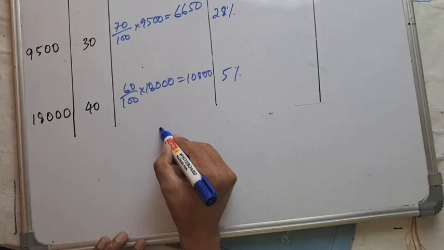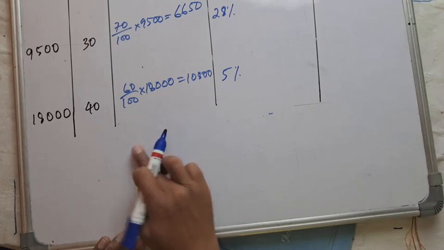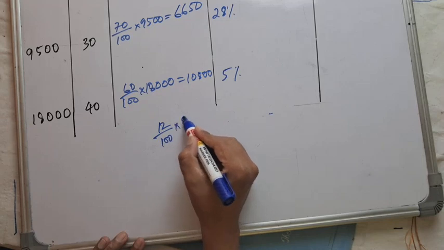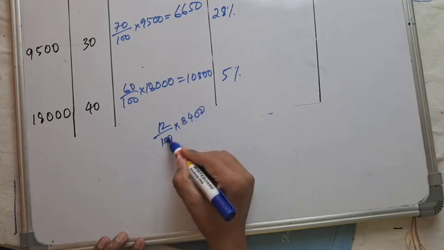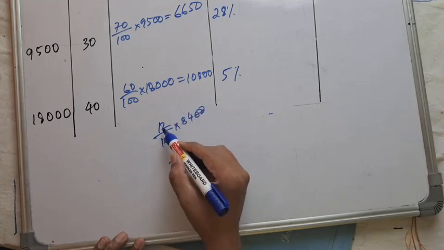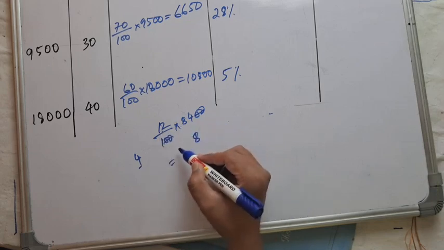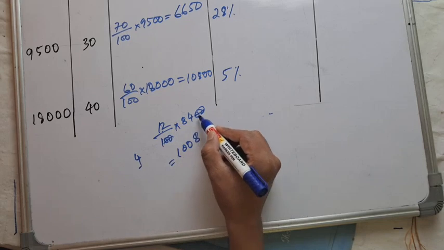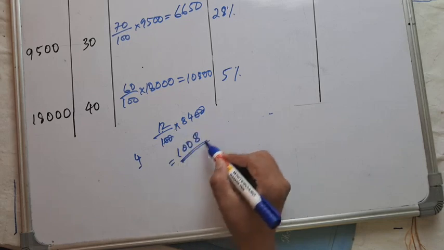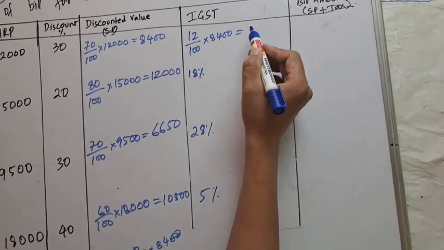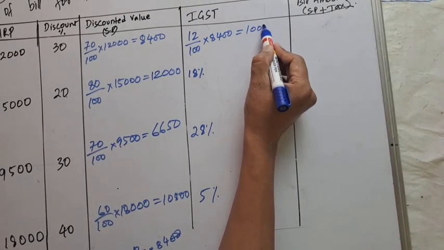Let me calculate here. 12% of 8400. Two zeros cancel out. 12 4s are 48, 8, 4 in hand, 12 8s are 96, 96 plus 4 is 100. Okay, and this is 1008. Okay, 1008.